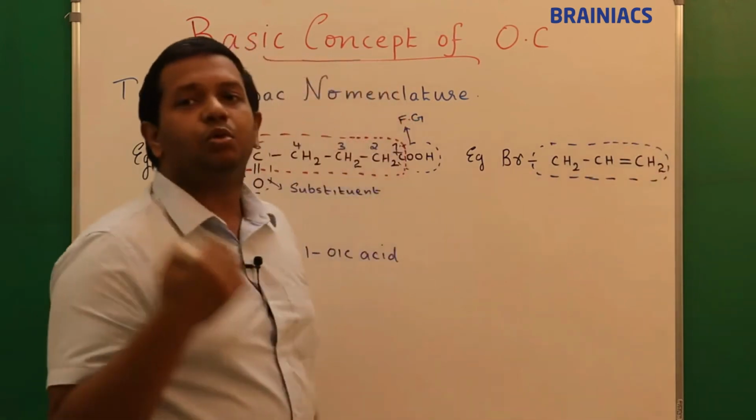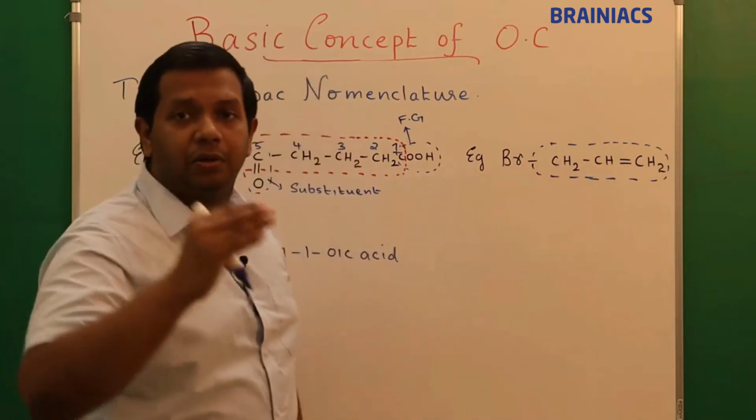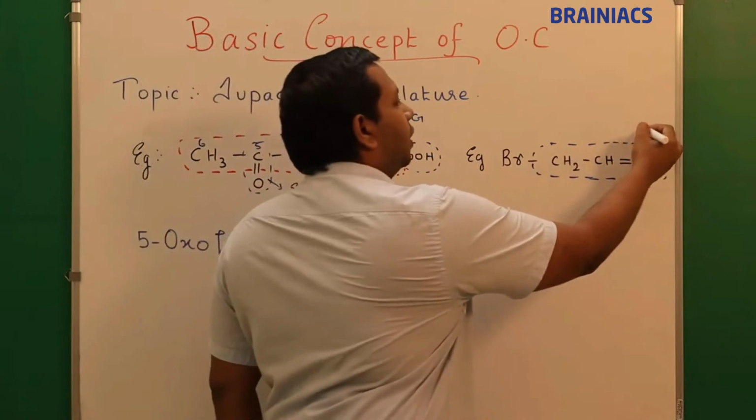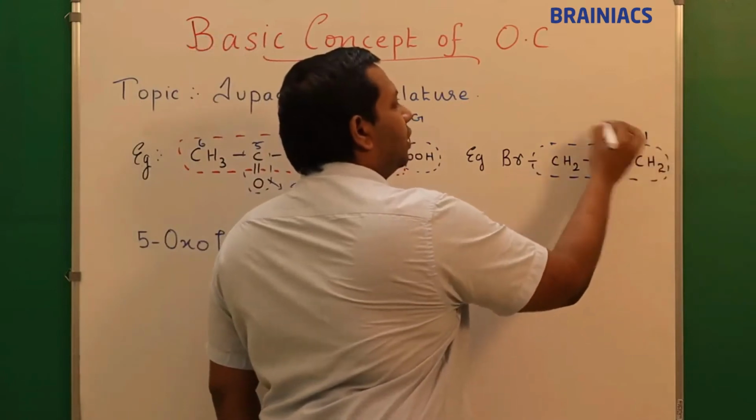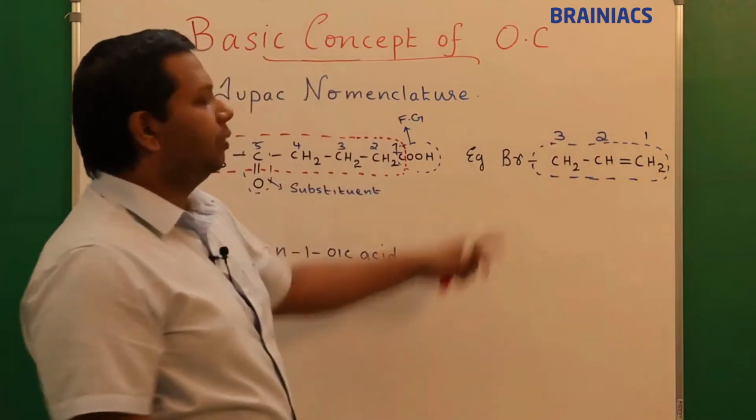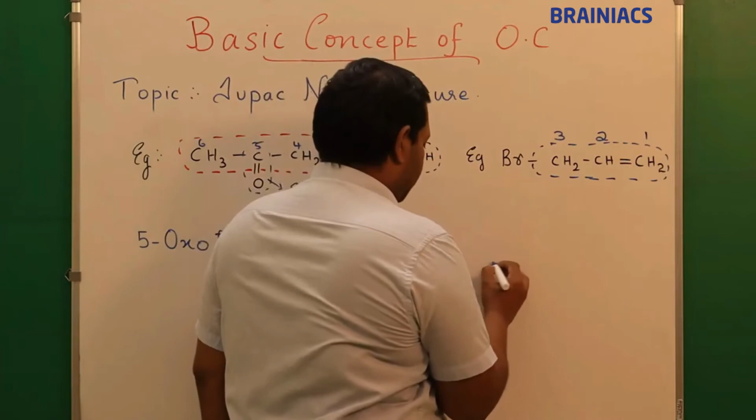Now while numbering, who should be given priority, substituent or multiple bond? You know that the priority order is multiple bond, then only substituent comes. So I will put 1 here, then 2 here, then 3 here. Now first we will put the word root. 3 carbon atoms are there, so we will use the term prop.